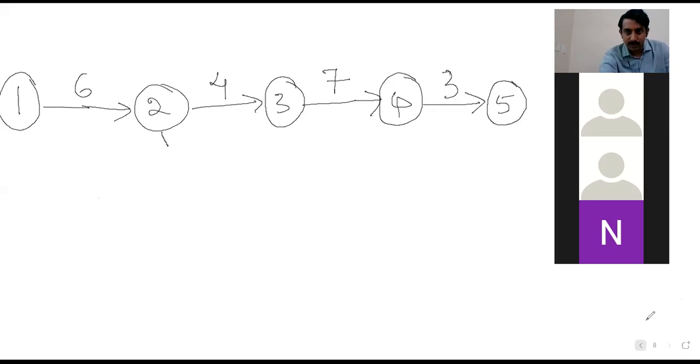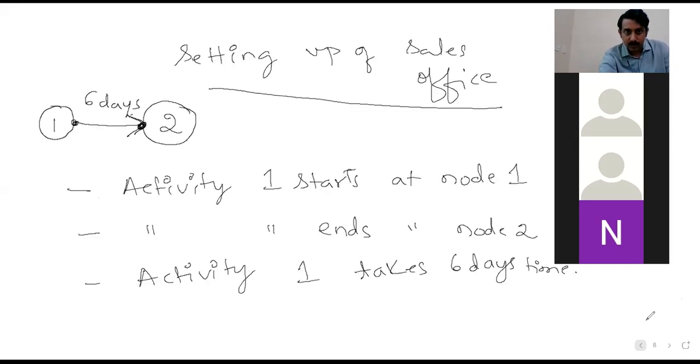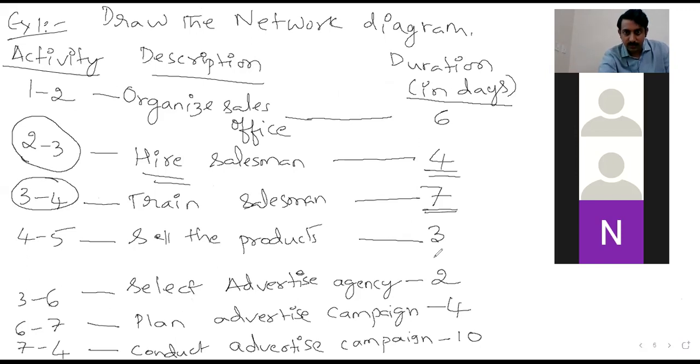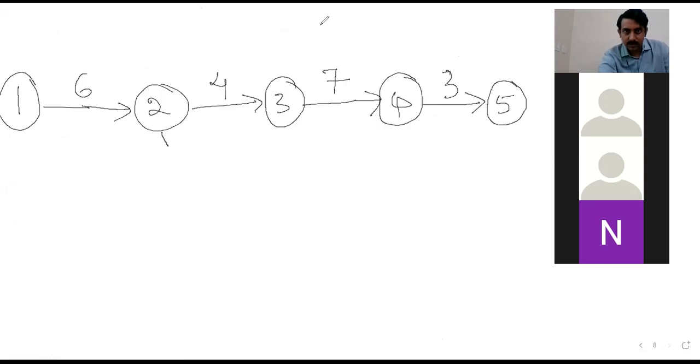Starting node, sir, is from 3. From 3, not from 2. Advertise agency. Okay, so that is from 3. Correct. That's right. So once the salesmen are hired, possibly they want to start selection of campaign, selection of advertising campaign. So it is 3 dash.